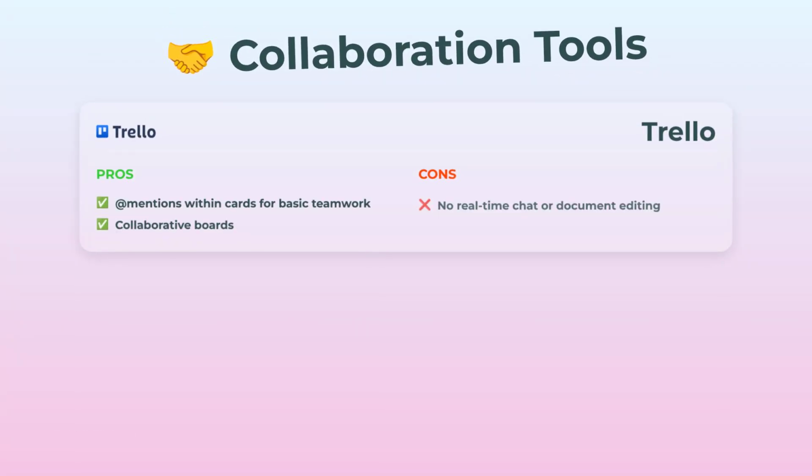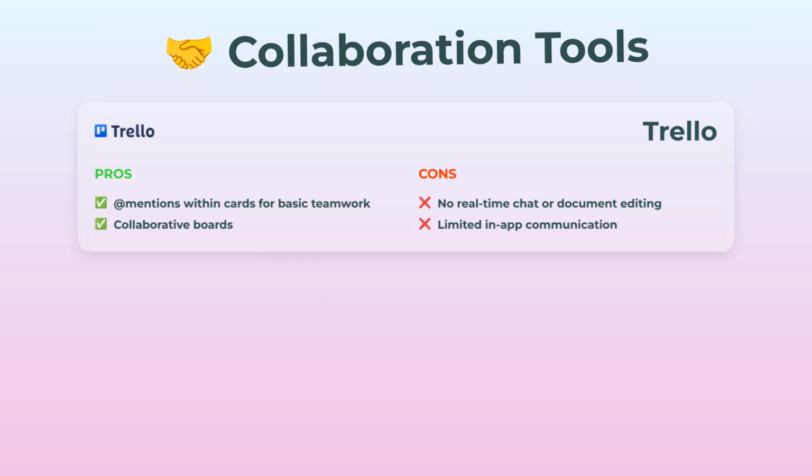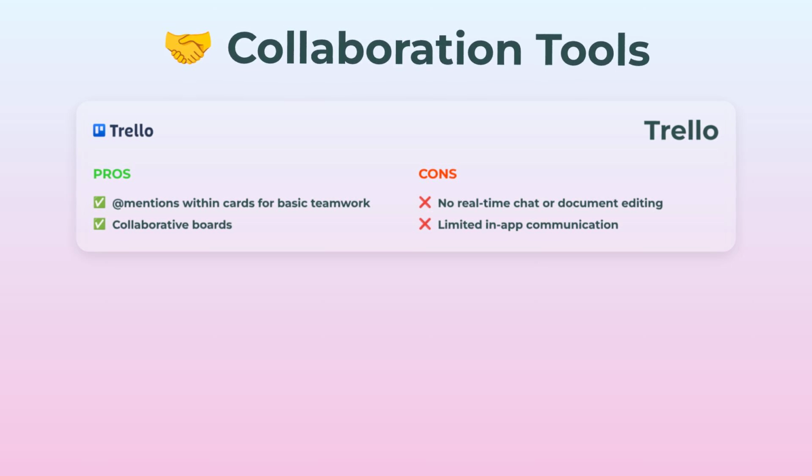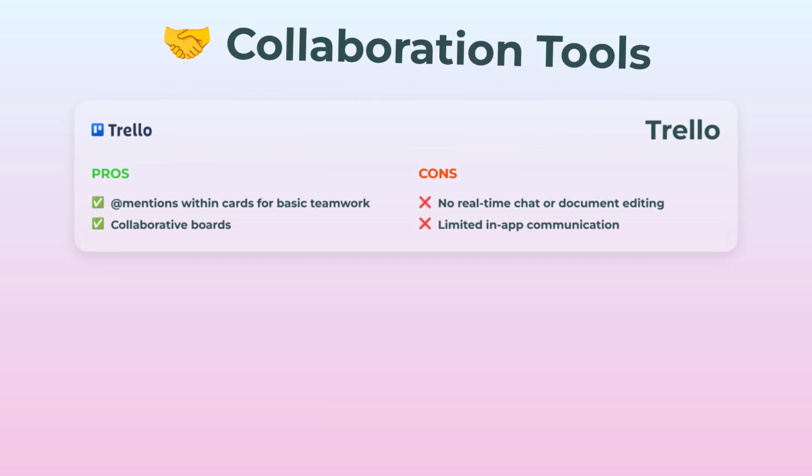Let's check out collaboration tools. So Trello gives you basic stuff: at mentions in cards, collaborative boards, pretty solid if you only need to tag teammates or assign tasks, but you don't get real-time chat. No live document editing, and Trello's in-app communication is, well, kinda minimal.